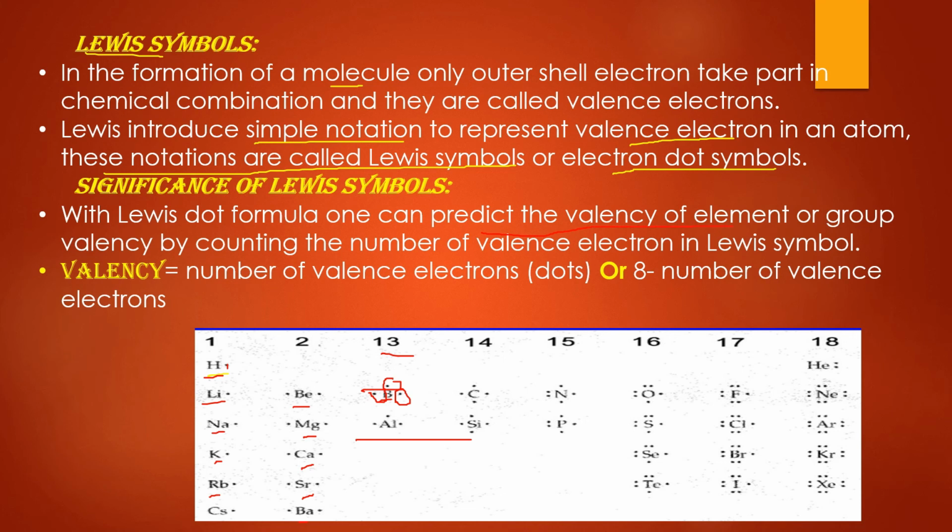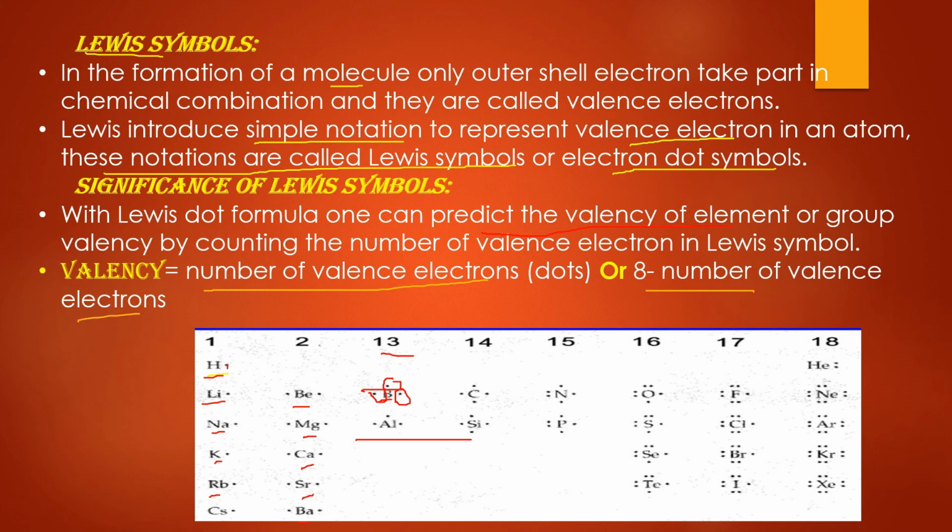How do we predict the valency of an element with the help of the Lewis symbol? In the Lewis symbol, there are dots which represent the valence electrons. So by seeing the Lewis symbol, we can predict the valency. The valency of the element is either equal to the number of valence electrons in the Lewis structure, or 8 minus the number of valence electrons.